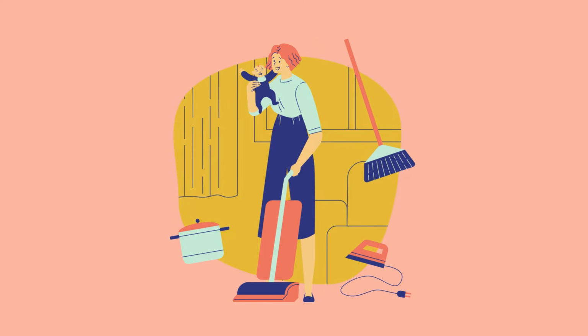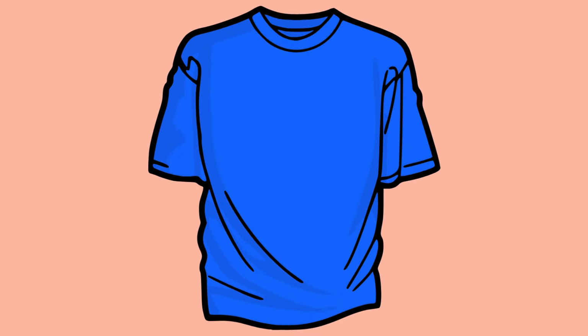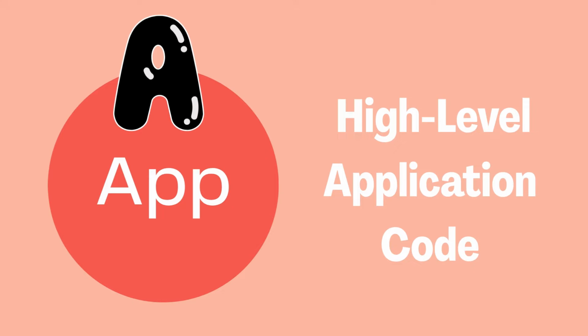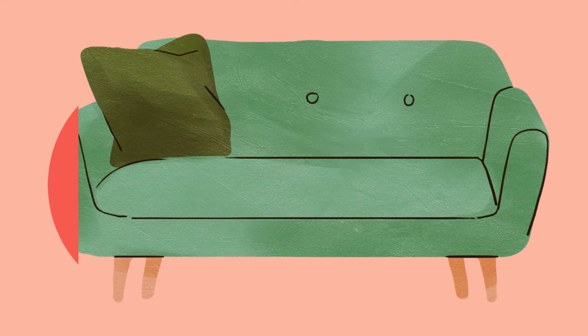Caching in memory is like your mother. She always knows where to find your lost blue t-shirt. Let's see how her brain works like a cache, step by step. Layer 1. High-level application code. The moment you ask, "Where's my blue t-shirt?" she replies instantly, "Under the sofa next to the green pillow."